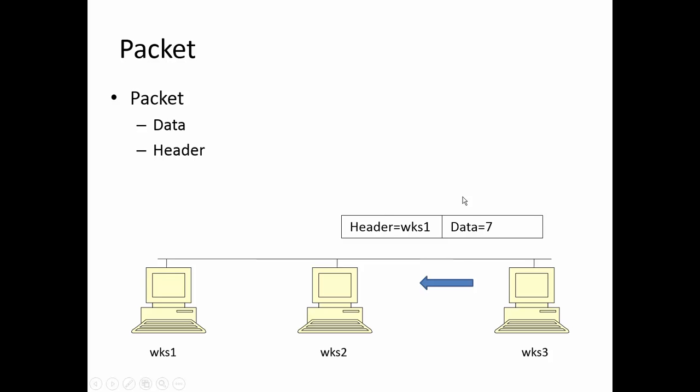Well, this is how we diagram it, but really this is how the computer sees it. This is a diagram of a simplified packet. In this example, the computer sees the header as 7 zeros and a 1, meaning it's going to workstation 1. And the computer sees the data portion of the packet, meaning 5 zeros and 3 1s, as the number 7. So this is a diagram of a simplified packet.